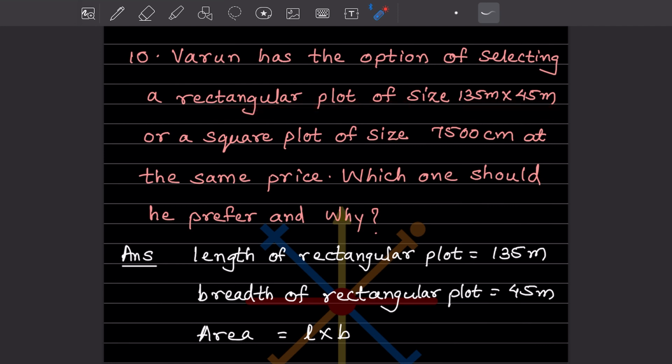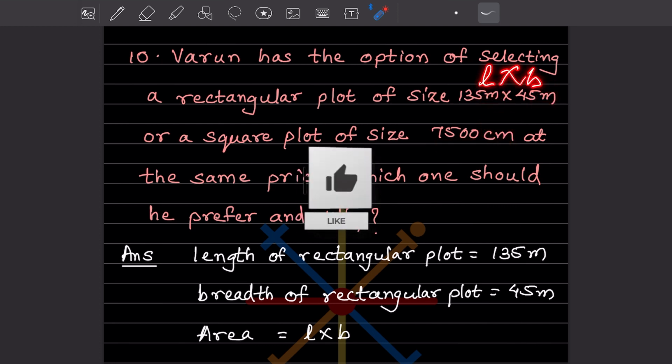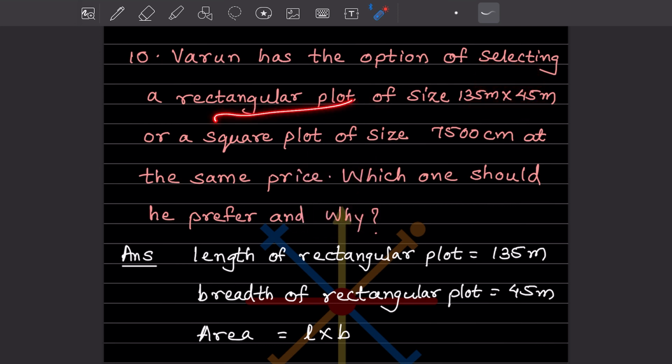meter or a square plot of size 7,500 centimeter. See here, this is in meter. The dimensions are given in meter, means this is the length and this is the breadth. Because whenever you have like this, this is the length and this is the breadth, and a square plot. There are two plots, the rectangular plot and the square plot. So here only one size is given. Why only one? Because in a square, all the sides are the same, so only one side will be given. The other plot is going to be at the same price. So which one should he prefer and why?